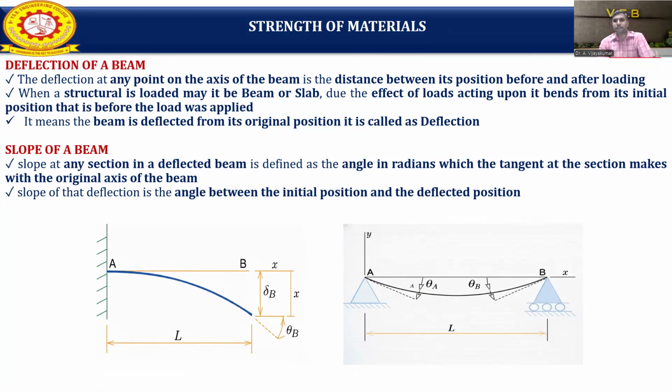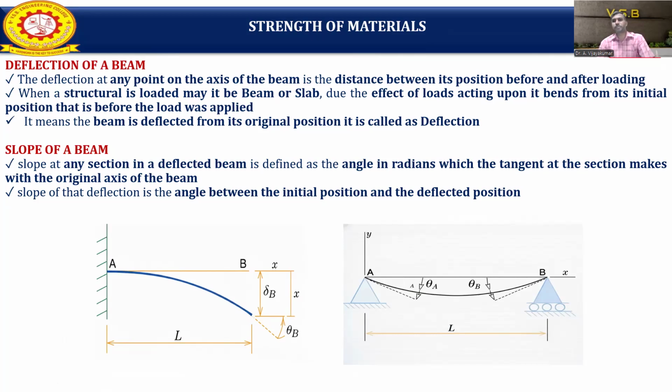What is the real definition? Take any point on the axis of the beam, between A and B. When we start applying load, what will happen? The beam starts to bend. We can measure the distance between the position before and after loading, and that distance is called the deflection of the beam. Whether it is a beam or a slab, due to the loads acting upon it, it bends from its initial position before the load was applied, and that distance is called the deflection of the beam.